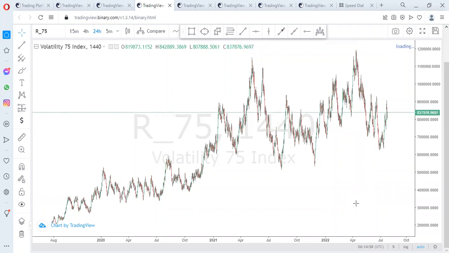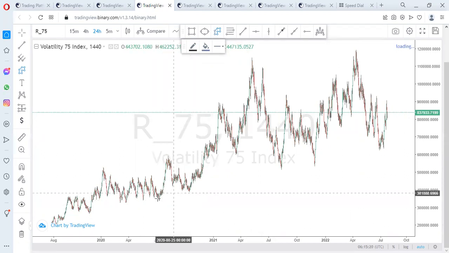So quickly, I'll be running you through the analysis on VIX 75, my buy thesis on VIX 75, and why I intend on going long on VIX 75. Looking at VIX 75 from the higher time frame, I like to do top-down analysis.